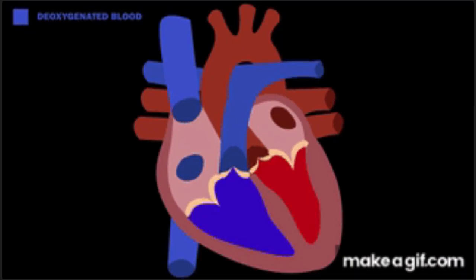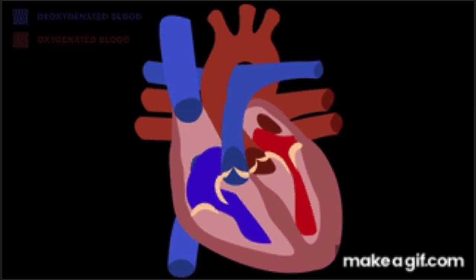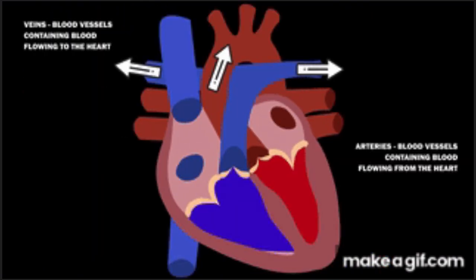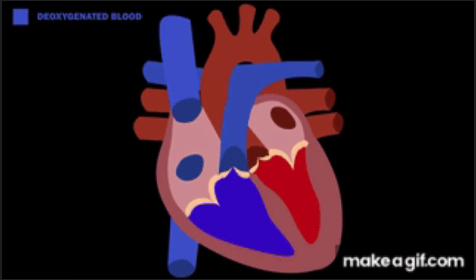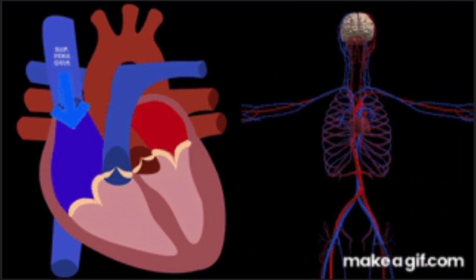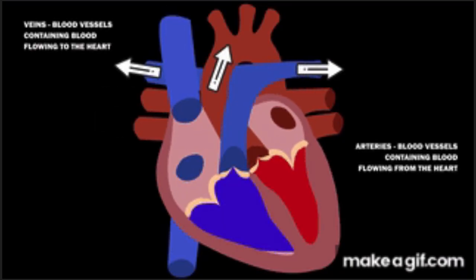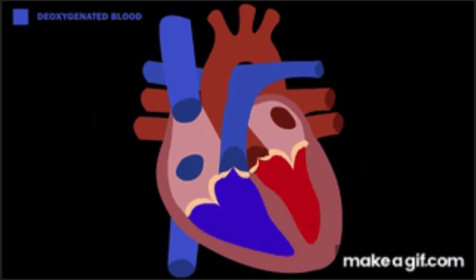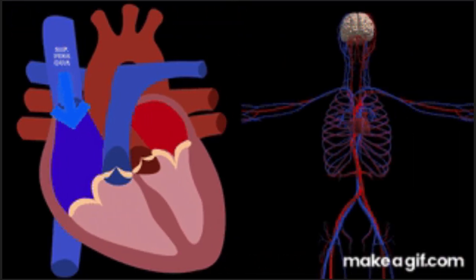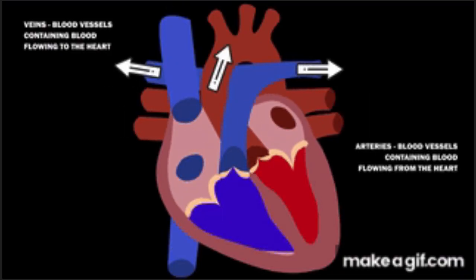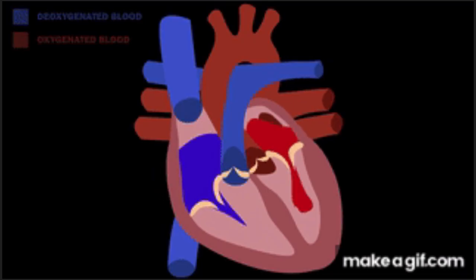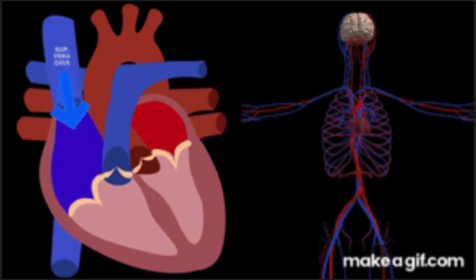So if we list this out, we have blood coming in through the inferior and superior vena cava into the right atrium, which passes through the tricuspid valve, into the right ventricle, through the pulmonary semilunar valve, into the pulmonary arteries, then to the lungs where the blood is oxygenated, comes back through pulmonary veins, returning to the heart, the left atrium, then through the mitral valve or the bicuspid valve, into the left ventricle, through the aortic semilunar valve, and then into the aorta where it leaves the heart and goes out to the rest of the body.